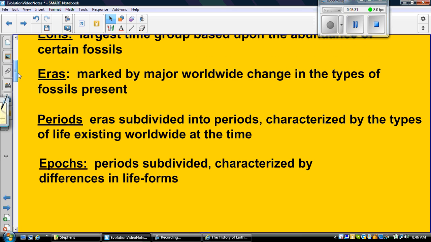Periods are the second longest time. The eras are subdivided into periods. They're characterized by the types of life existing worldwide at the time. So each period had different types of life existing. And then the last one is your epochs, which are subdivisions of periods and are characterized by different life forms as well. So those are the major ways that the geological time scale is classified.